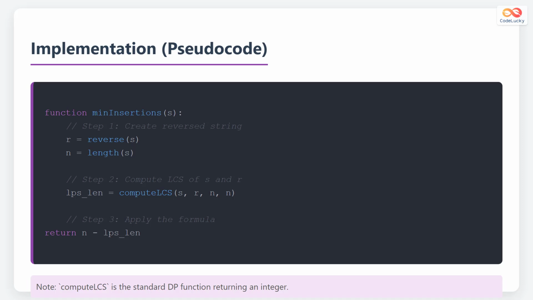Implementing this is straightforward. First, reverse the input string. Second, compute the longest common subsequence between the original and reverse strings using standard dynamic programming. Finally, subtract that length from the original string's length to get your answer.